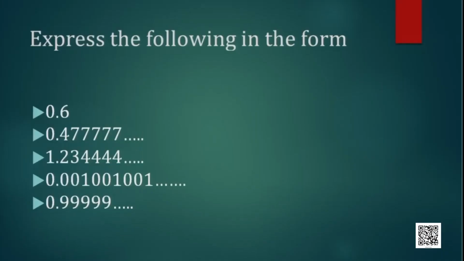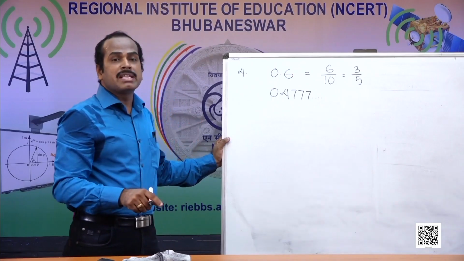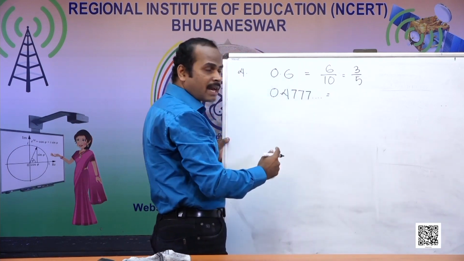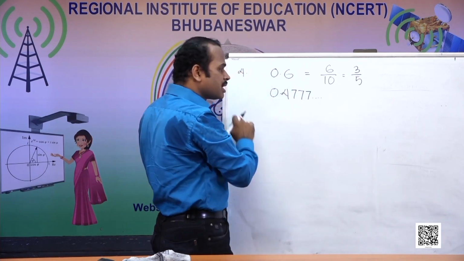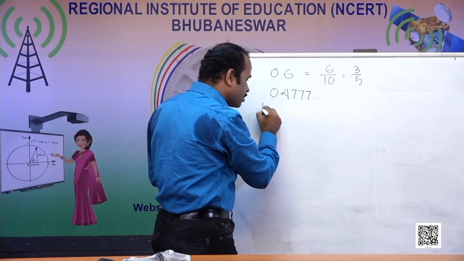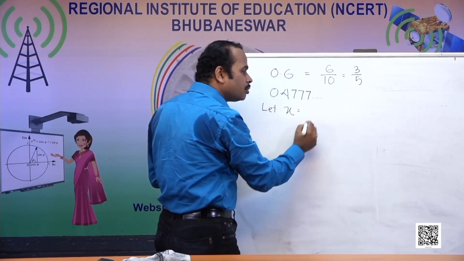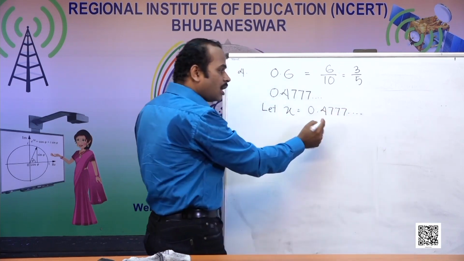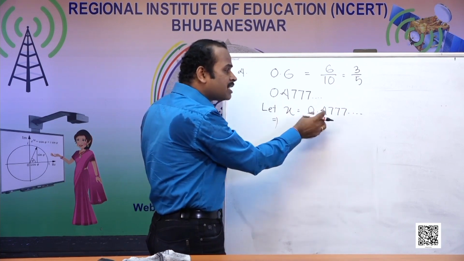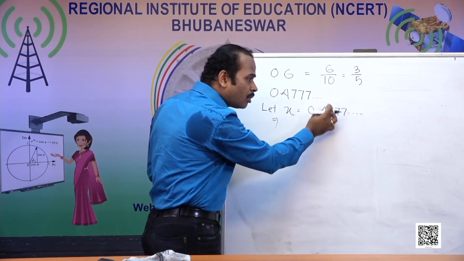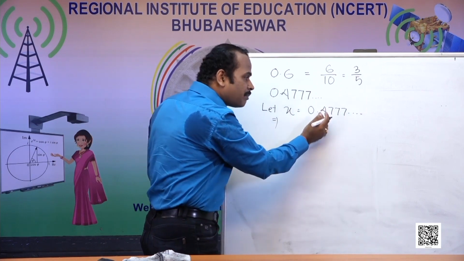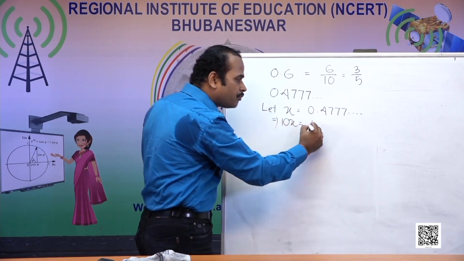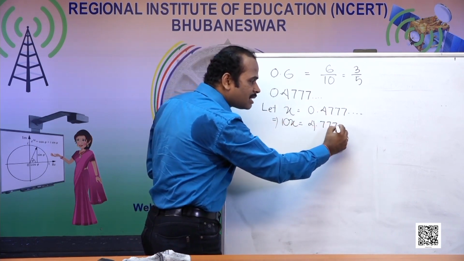Now next we'll discuss 0.4777 and so on. Here it is a non-terminating decimal number, non-terminating but repeating. So how to convert such numbers? For that we have to use a process. So we will take, let x equal to 0.4777 and so on. Now how many digits are repeated? How many digits are not repeated on the other side? It is 4. Only one digit is not repeated. So let me multiply by 10. When I multiply 10, I find 10x equal to 4.777 and so on.